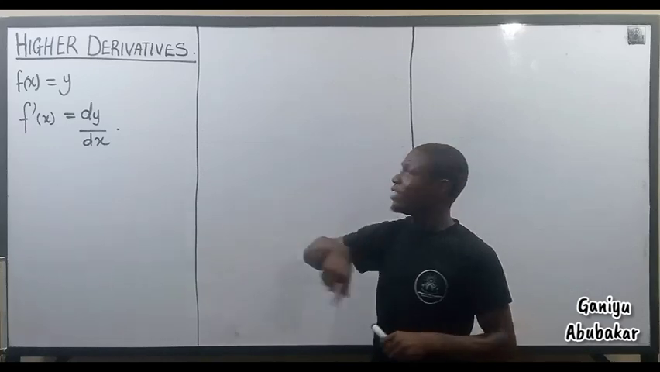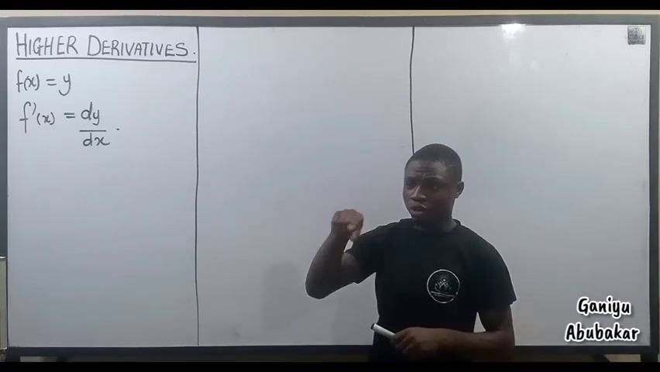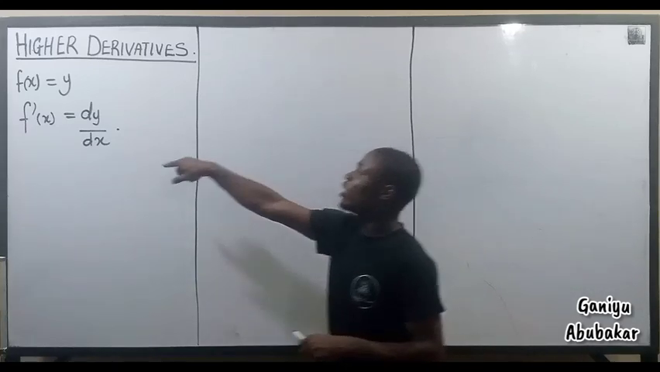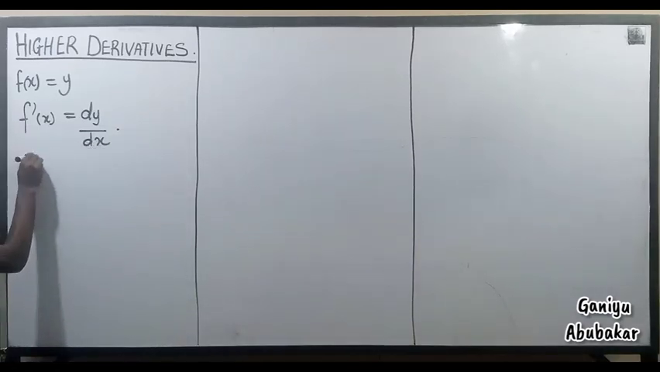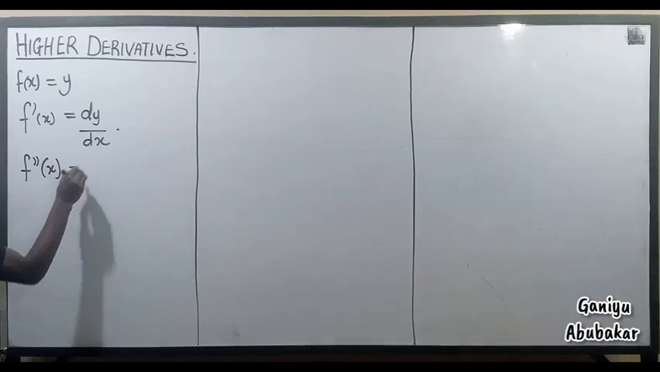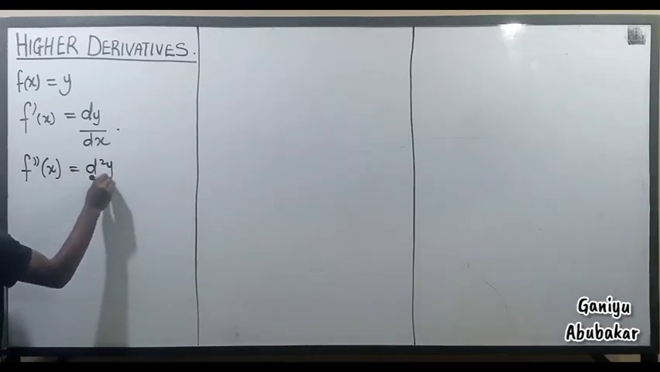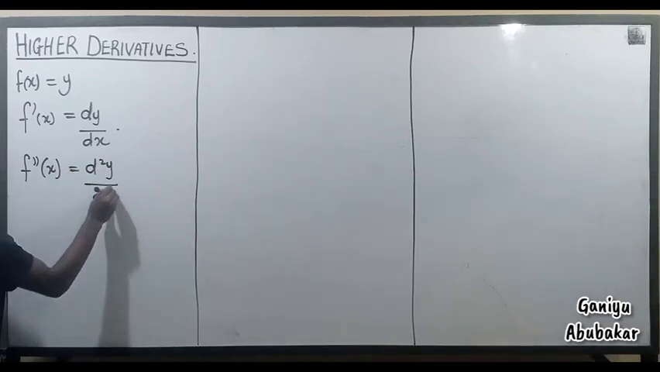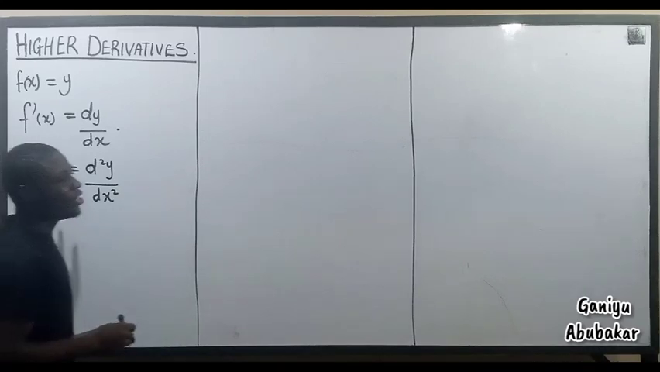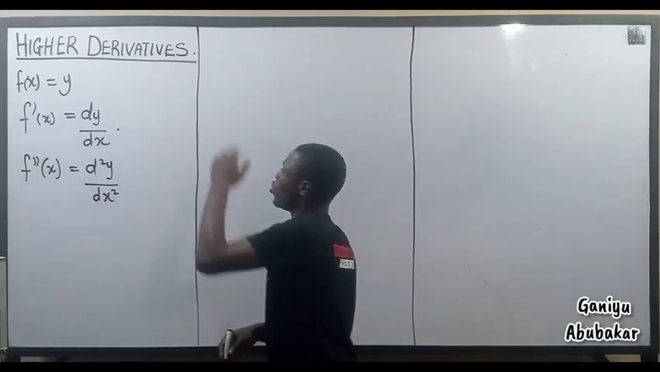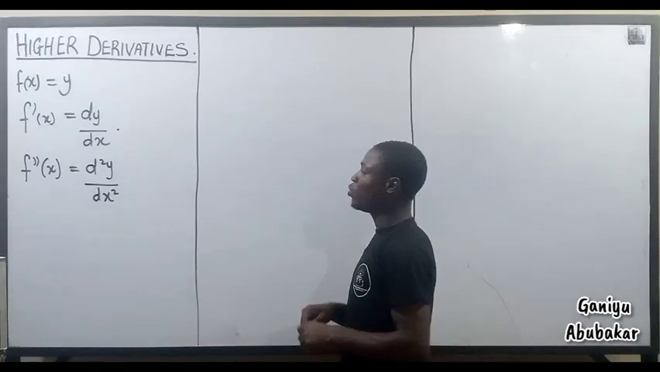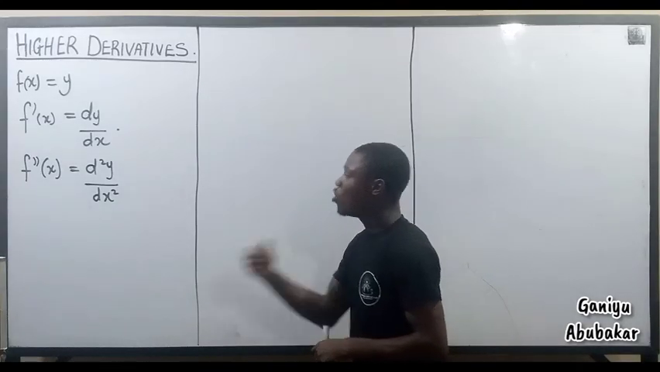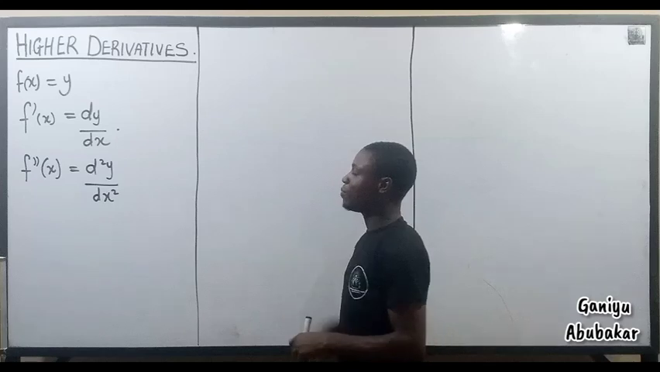The second derivative of this function becomes f double prime of x, which is equal to d squared y over dx squared. The second derivative of the function becomes d squared y over dx squared.